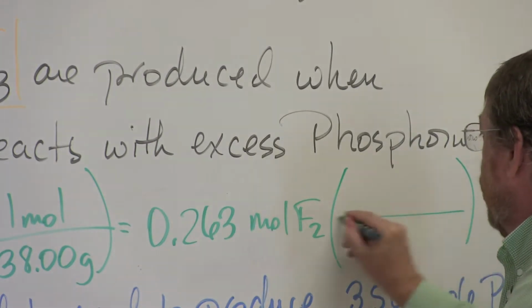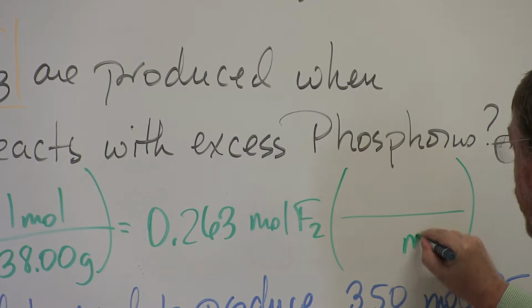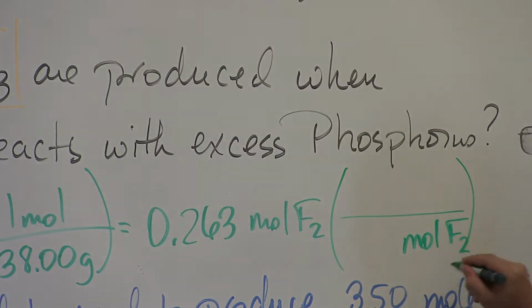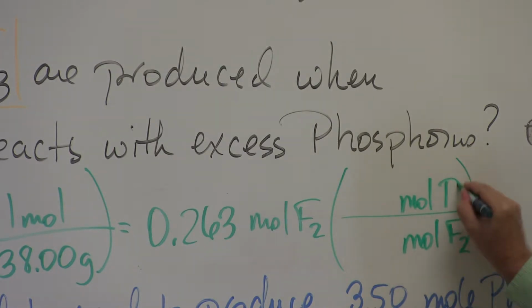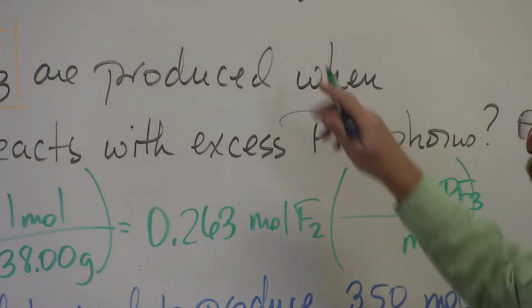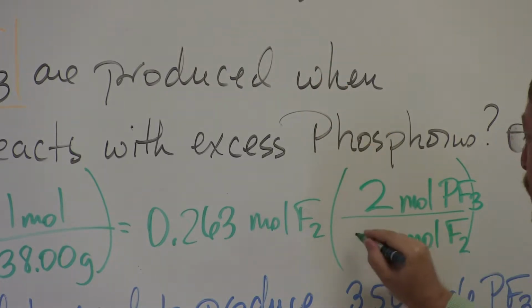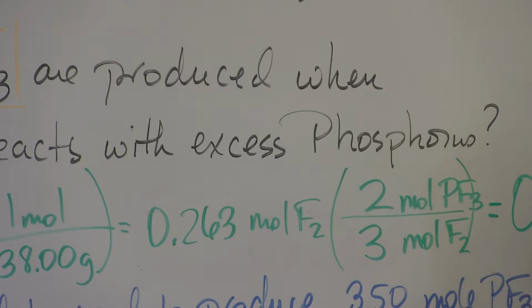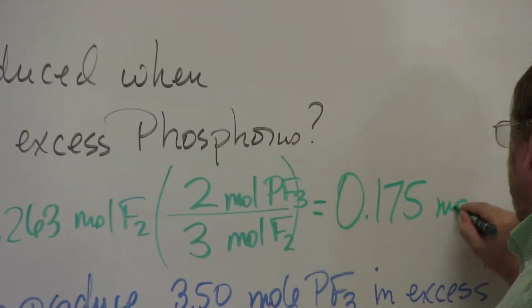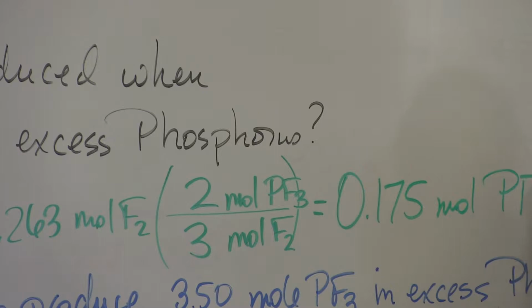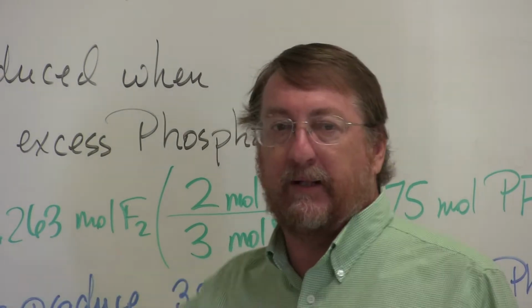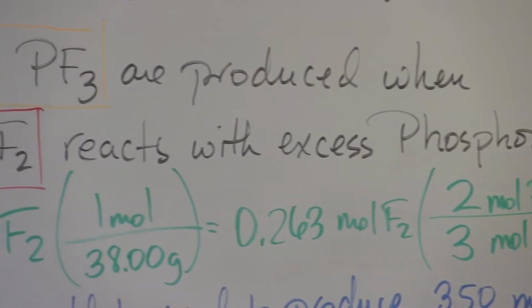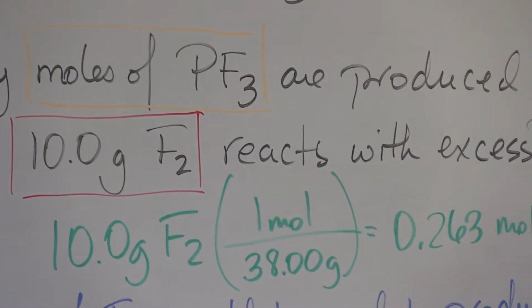So now I want to set up my mole ratio so that I can go to PF3. Moles of F2 on the bottom, moles of PF3 on top. Okay, from the balanced reaction, I have a 2 here, I have a 3 here. So I'm going to have 2/3 of 0.263. That's 0.175. So 0.175 moles of PF3 are produced if 10 grams of fluorine completely reacts. Okay, all right, let's do one more.